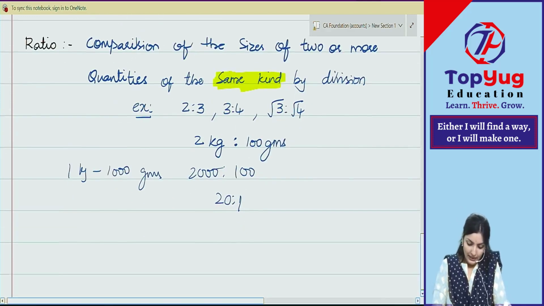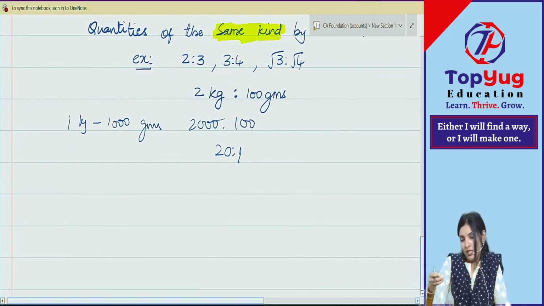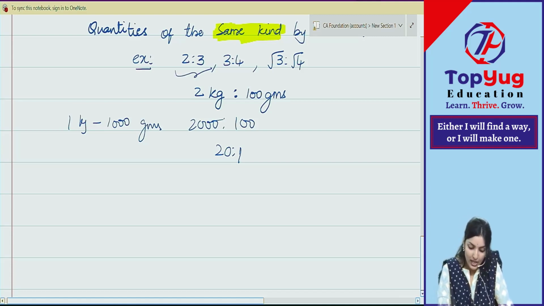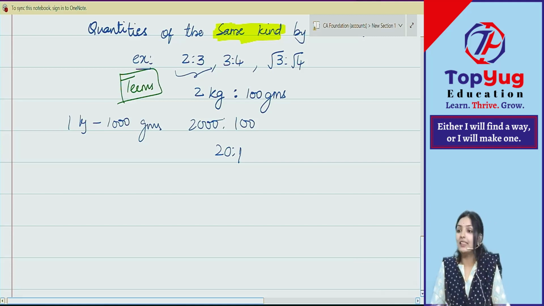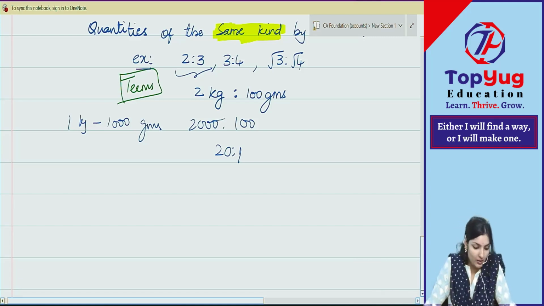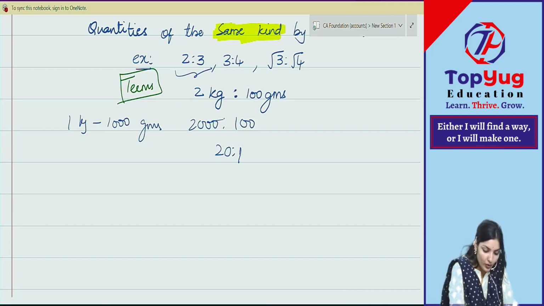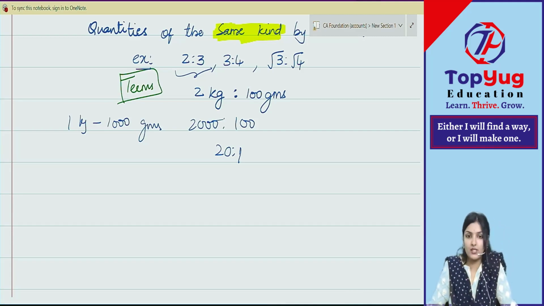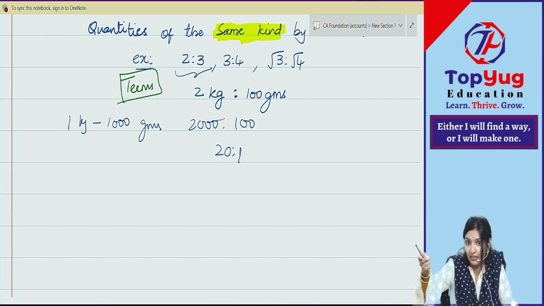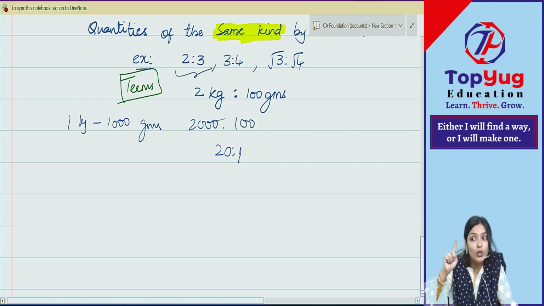Okay. Now, can you see numbers in ratios? 2:3, 3:4, so on. These numbers are known as terms. What do you call these numbers? You call it as terms. So each and every ratio will have minimum 2 terms. It can be more than that, but minimum 2 terms.